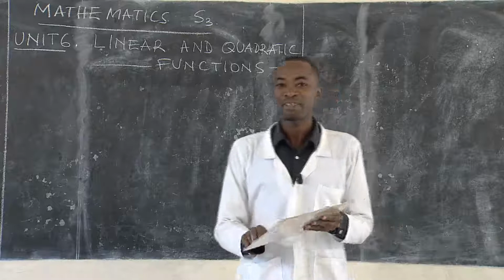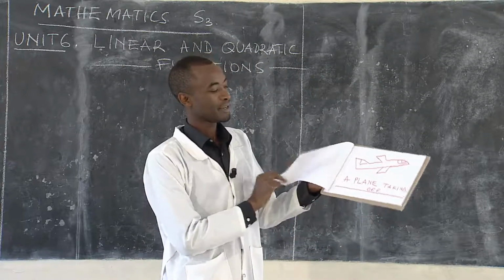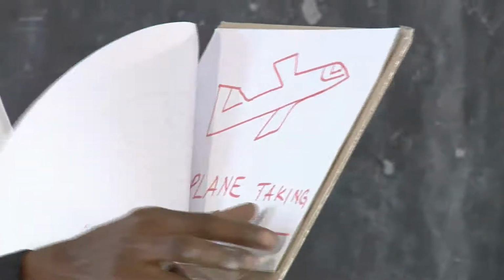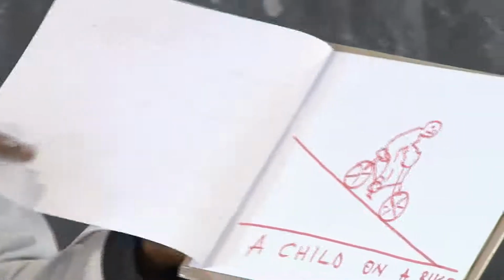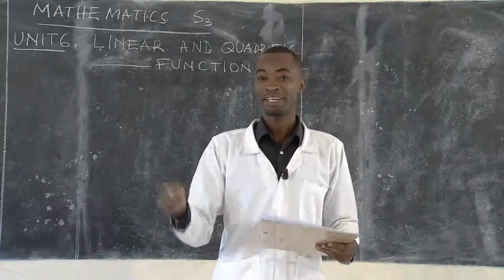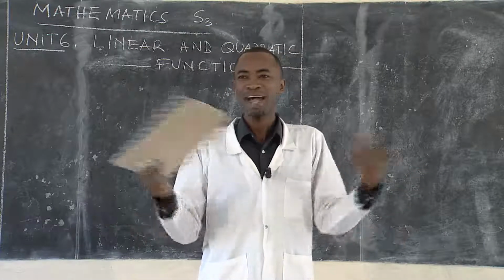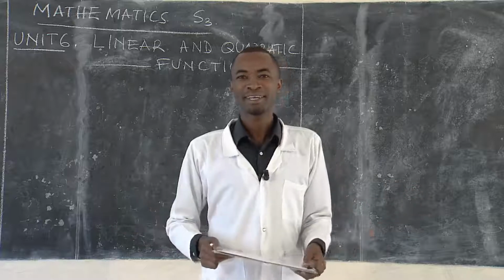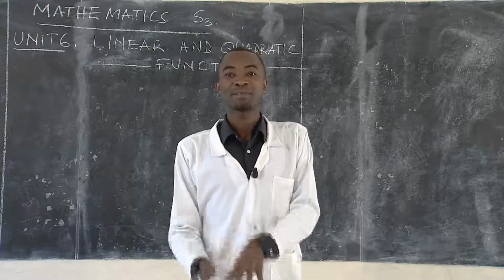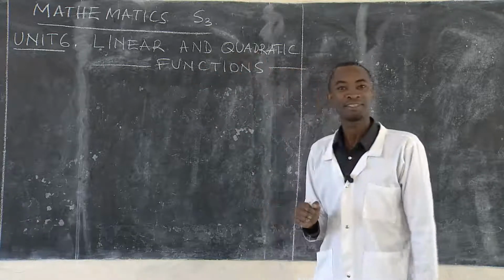We sometimes see things in life: a car moving, a plane taking off, a child on a bike. These are examples of the things we see in everyday life. But somebody can ask themselves, why are all these things happening? All these things, we will learn about them in this unit, linear and quadratic functions.